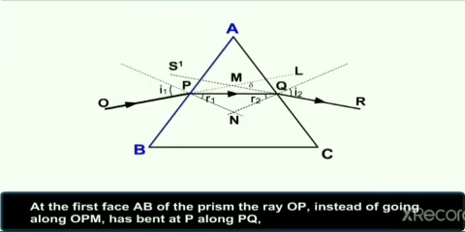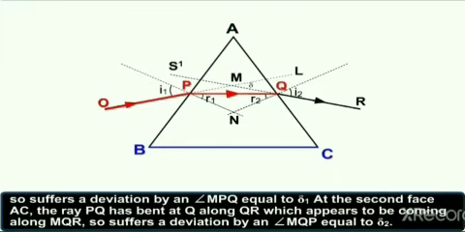At the first face AB of the prism, the ray OP, instead of going along OPM, has bent at P along PQ, so suffers a deviation by an angle MPQ equal to delta 1. At the second face AC, the ray PQ has bent at Q along QR, which appears to be coming along MQR, so suffers a deviation by an angle MQP equal to delta 2.